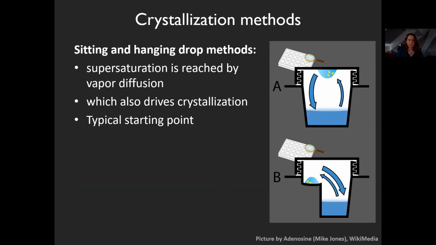Sitting and hanging drop methods reach supersaturation by vapor diffusion. That means that the protein is sitting up here in a drop. This drop is usually on a circular cover slide. A tight seal is achieved by grease over a closed well, so the whole thing is a closed system. On the bottom, you have a salt solution. On the top, you have your protein, often mixed with some of that salt solution.